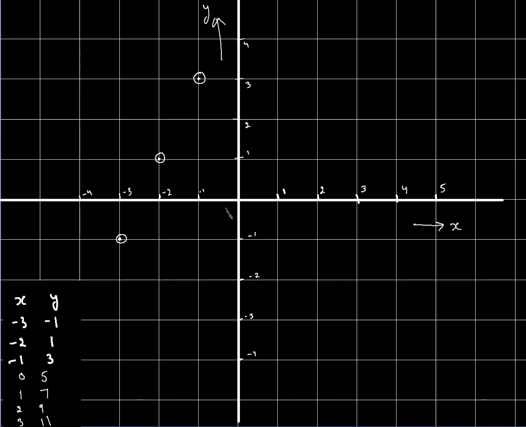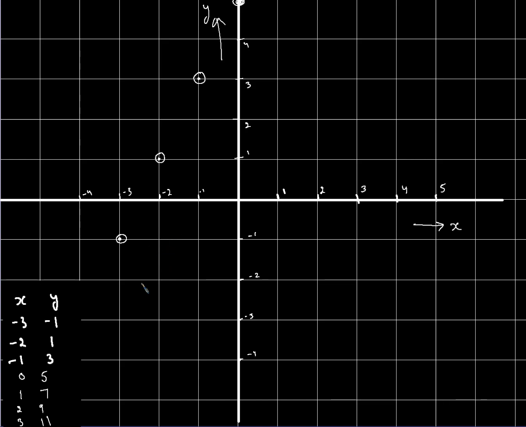Okay, and then we got x is equal to 0 and y is equal to 5. So x is equal to 0 over here, and y is equal to 5. This is 4, so this is 5. So that's my point there. Okay, then we got x is equal to 1 and y is equal to 7, which is going out of this graph. So I think these points are enough to graph it.